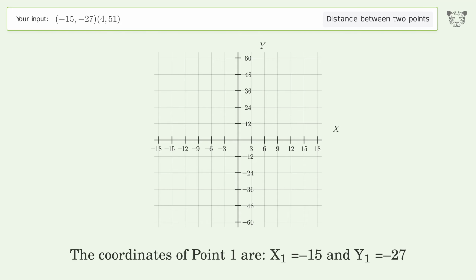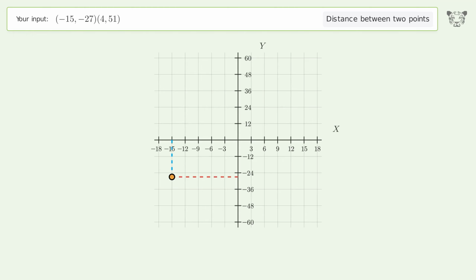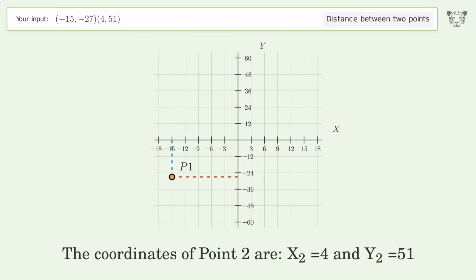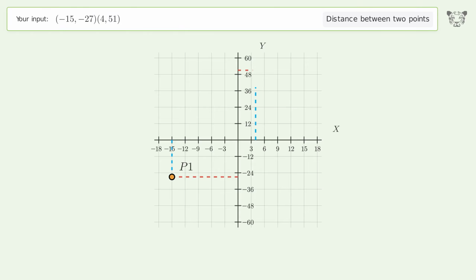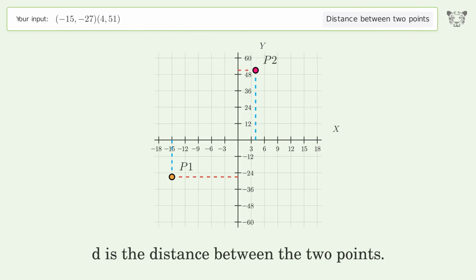The coordinates of point 1 are x1 equals -15 and y1 equals -27. The coordinates of point 2 are x2 equals 4 and y2 equals 51. D is the distance between the 2 points.